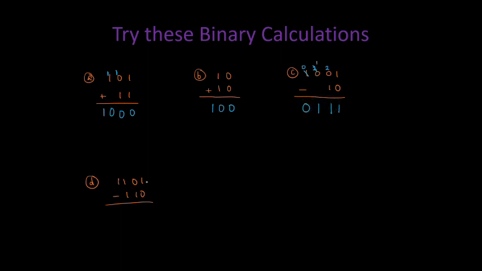Let's try this. 1 minus 0 gives us 1. And then we would now have to borrow. So we're going to borrow from here. And we have 2. So 2 minus 1 gives us 1. And we're going to borrow from here. And then we're going to cross this out. We get 2. So 2 minus 1 gives us 1. Put the 0 down here. And we are good to go.